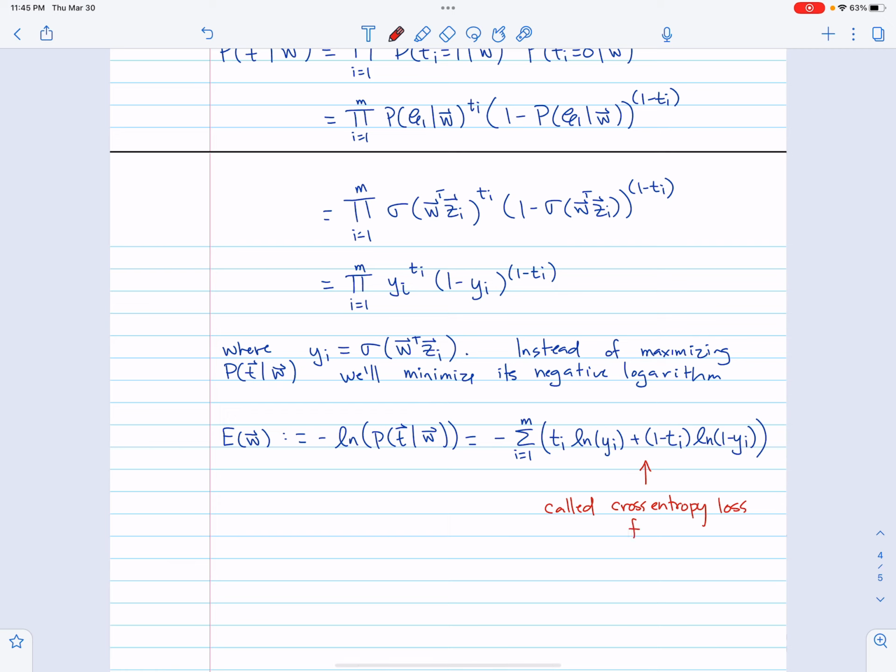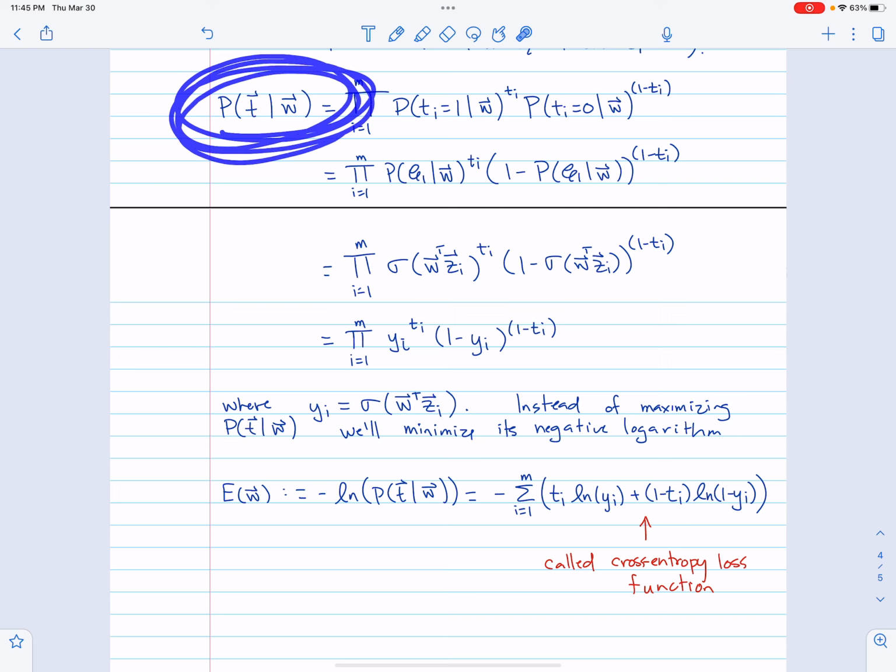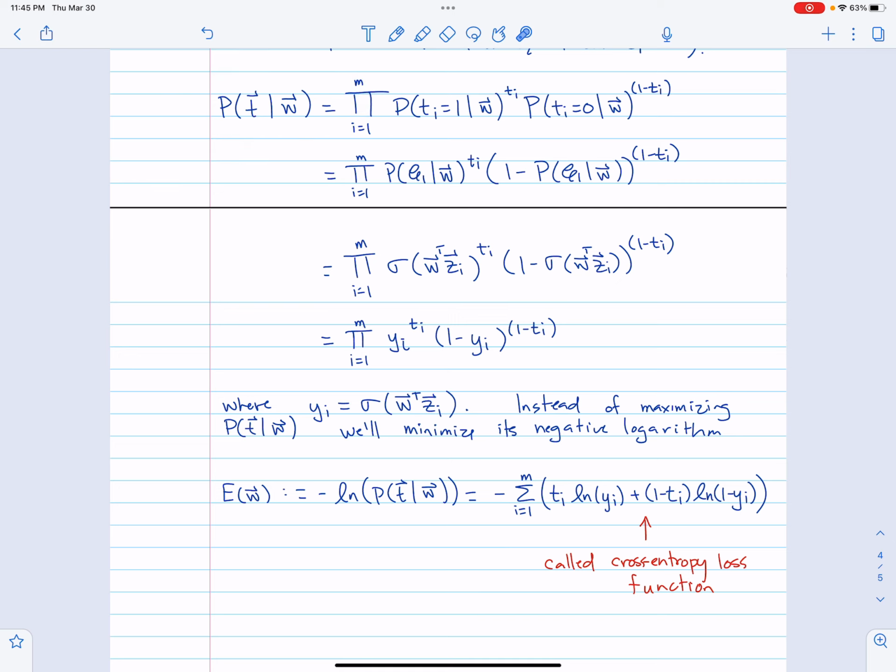Okay? So if we can find a vector w that minimizes this, then essentially what we've done is we've found the vector w that maximizes the likelihood of our observations having occurred. Okay, so this is going to be the loss function that we're going to try and minimize. Fortunately, we're going to see on a homework question that it is in fact strictly convex, and so therefore it has a unique minimum.